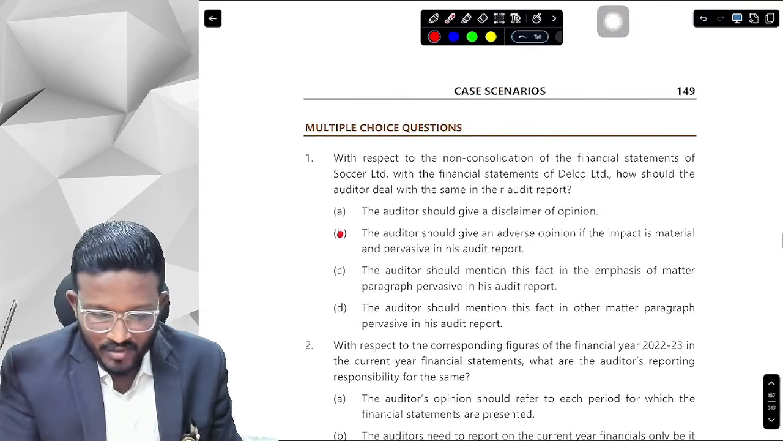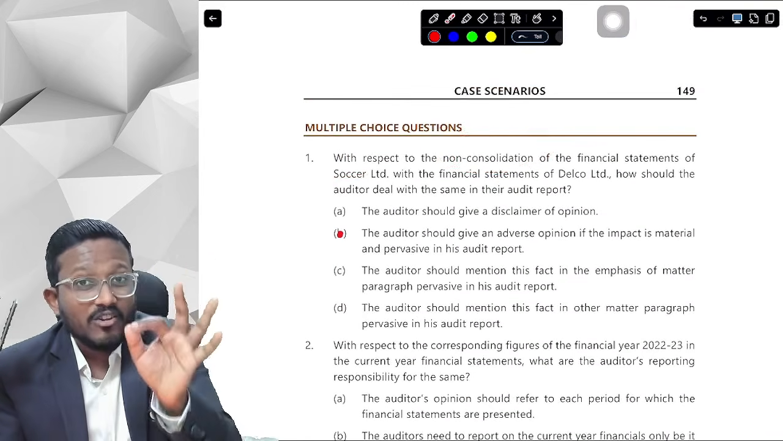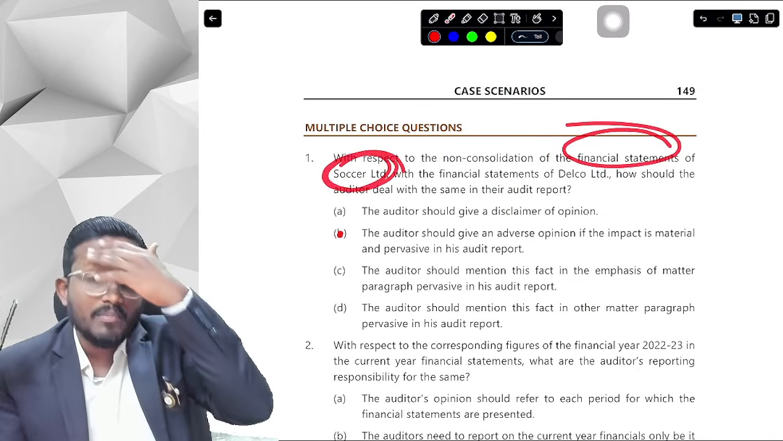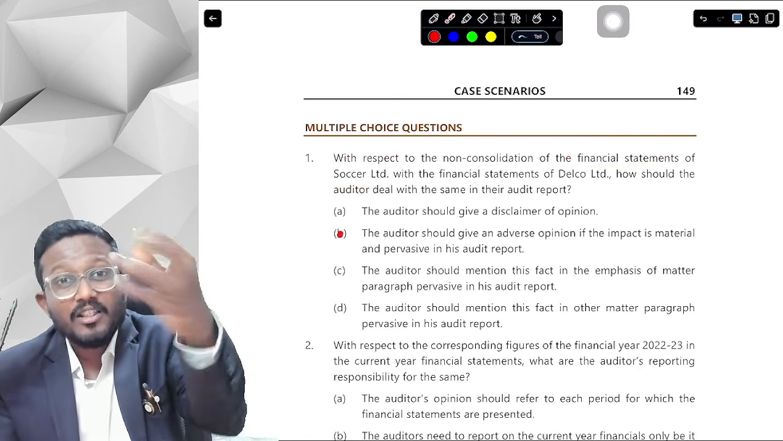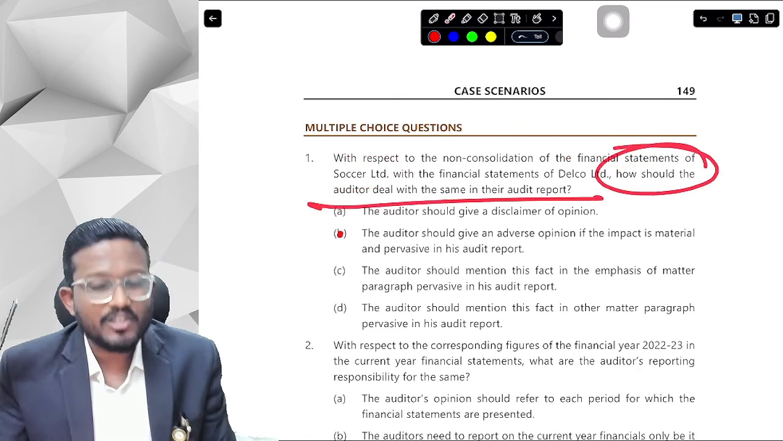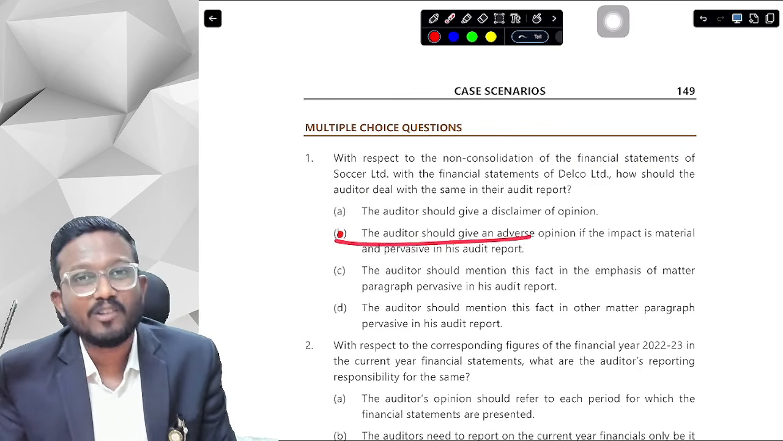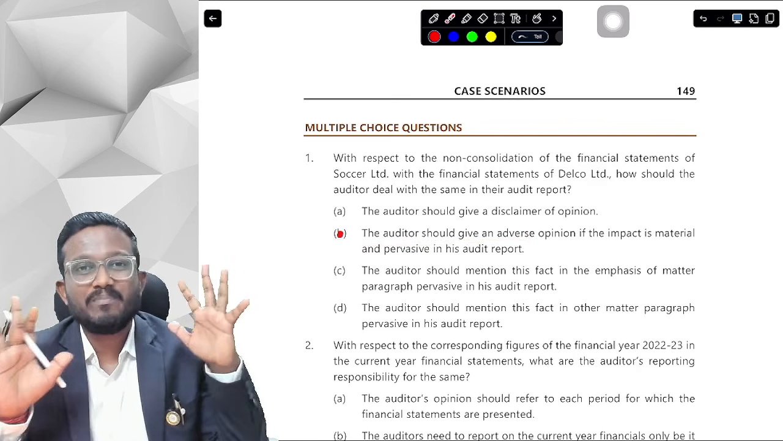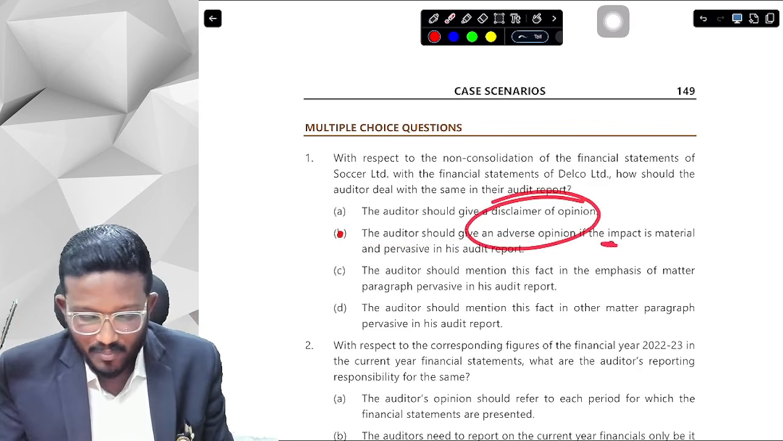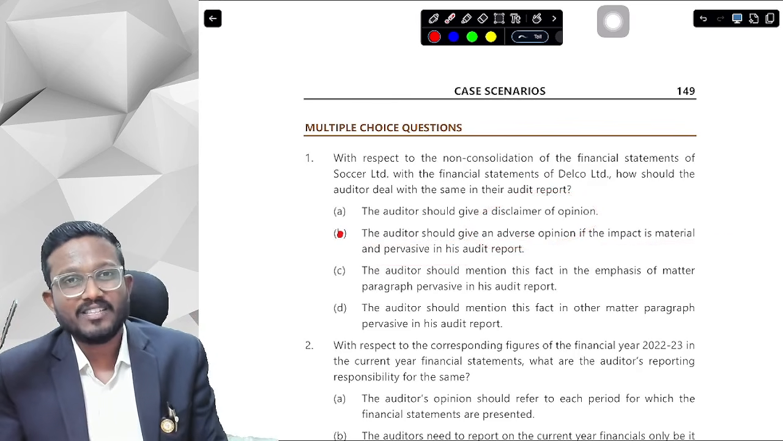What does it say sir? There was a non-consolidation of the financial statements of Sokol Limited. Oh my god, you haven't prepared the consolidated financial statements. How should we deal with it in the auditor's report sir? This is a very material misstatement and also pervasive, since the financial statements were not made. So we will give an adverse opinion because its impact is material and pervasive.